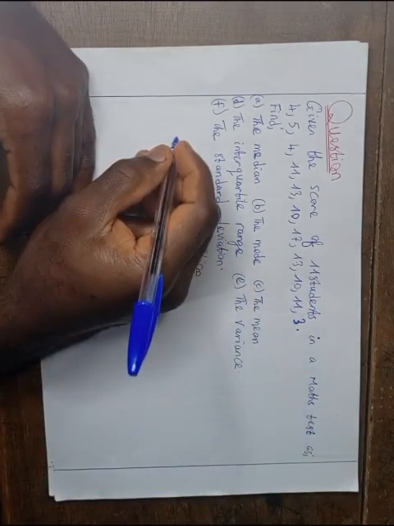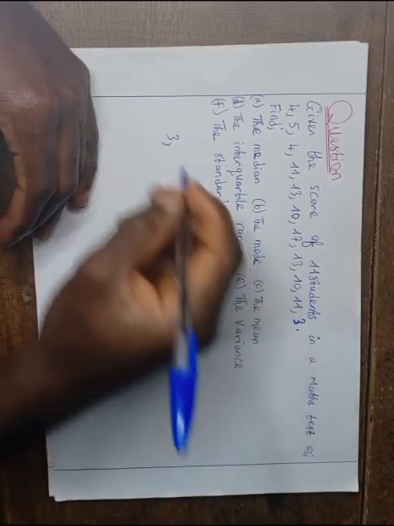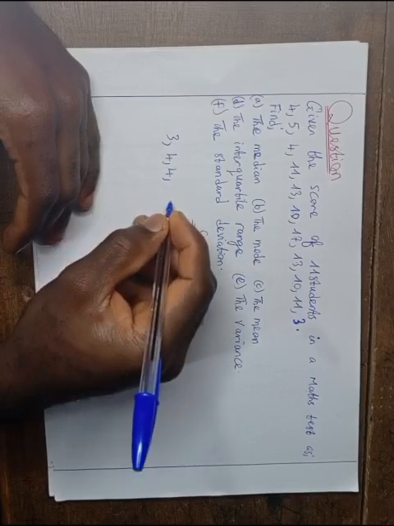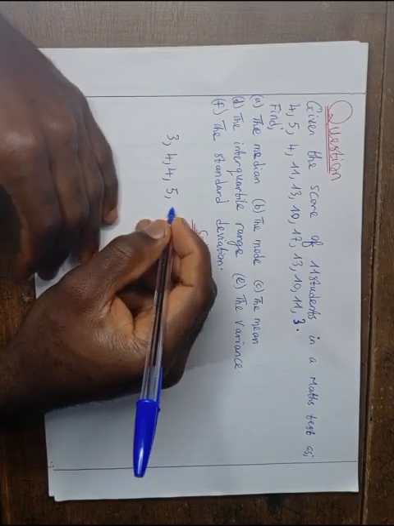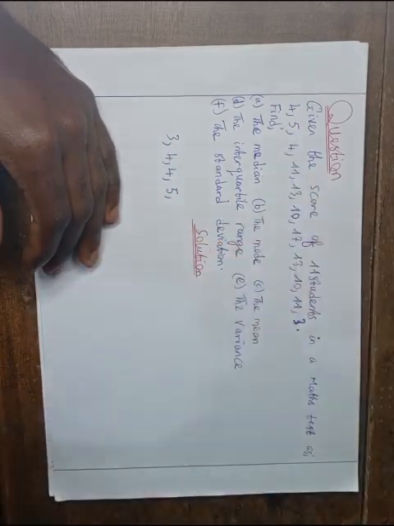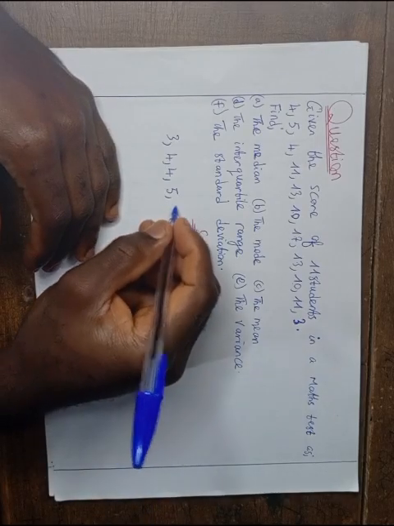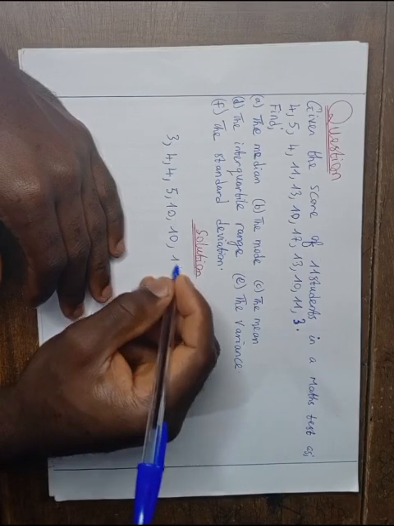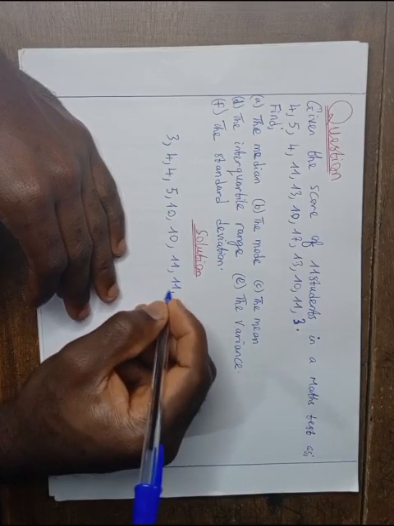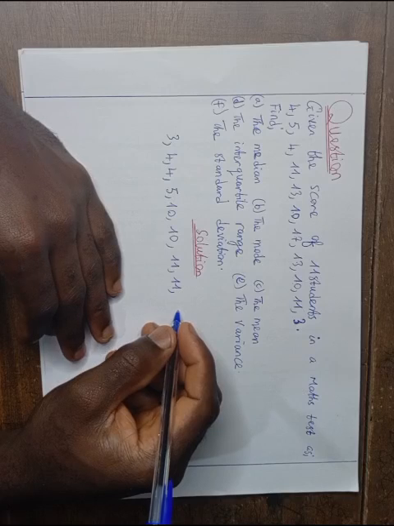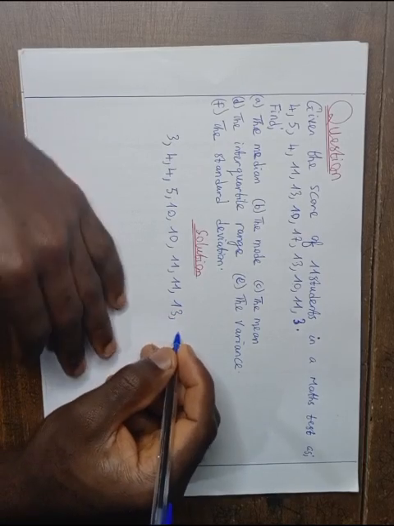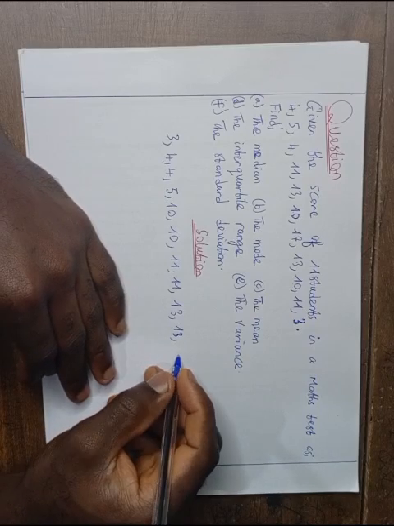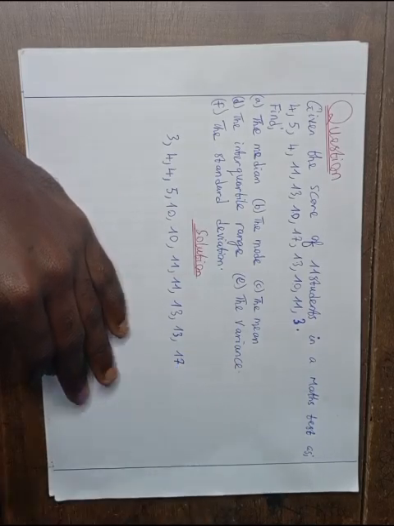The smallest number is 3, and 3 occurs just once. The next is 4, which occurs twice. Next is 5, which occurs just once. After 5, we have 10, which occurs twice. After 10, we have 11, which occurs twice. After 11, we have 13, which occurs twice. And lastly, we have 17, which occurs once.